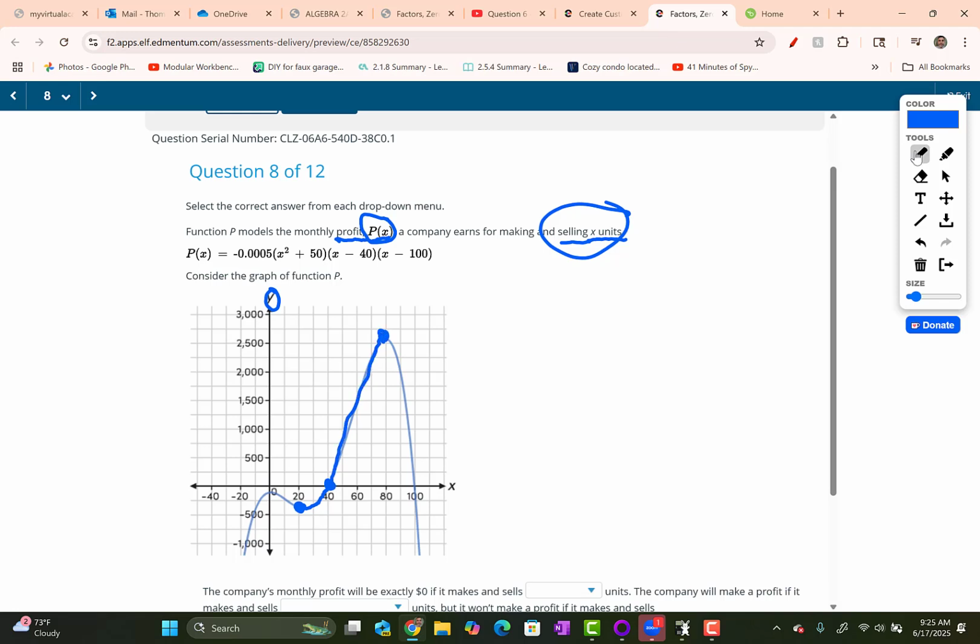And then we go up further, right up here. At this point, the x value is 80, so they've sold 80 units, and they've maximized profit. They have a profit of $2,500. And we keep going down to 100. They've sold 100 units. They're back to a profit of 0. So that kind of gives us an idea of what we're looking at. So now let's read the question.